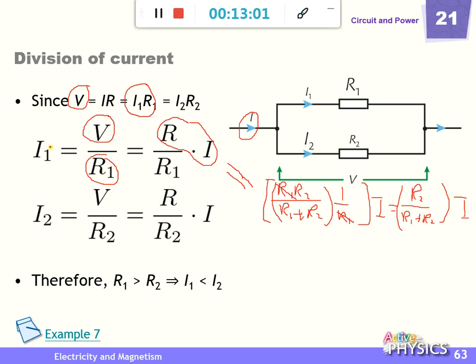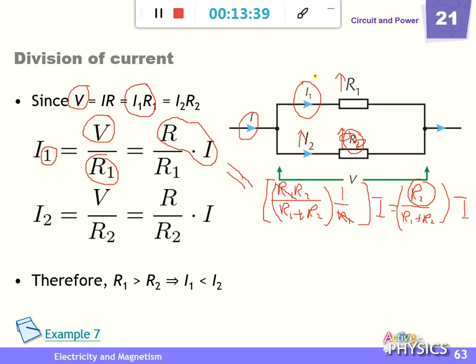And pay attention to the subscript. In order to find out I1, I1 should depend on R2. What's the meaning? If R2 is greater, then it means that I2 should be smaller. Then more current will pass through R1 instead of R2. So if R2 is greater, then I1 will be greater. On the other hand, if R1 is greater, then I2 will be greater.